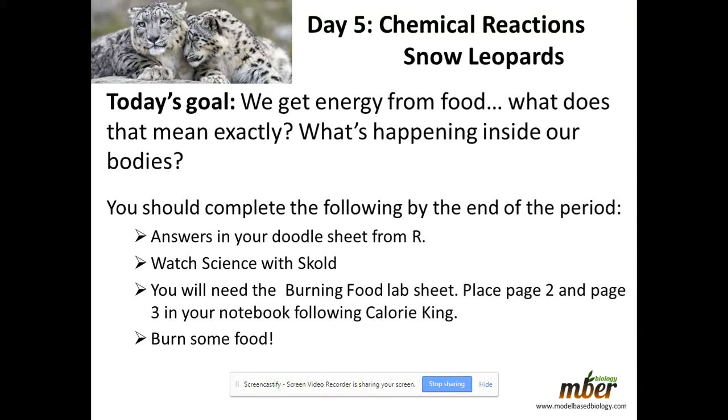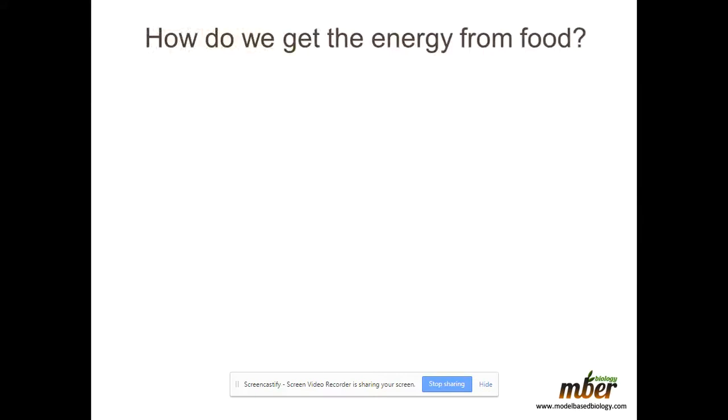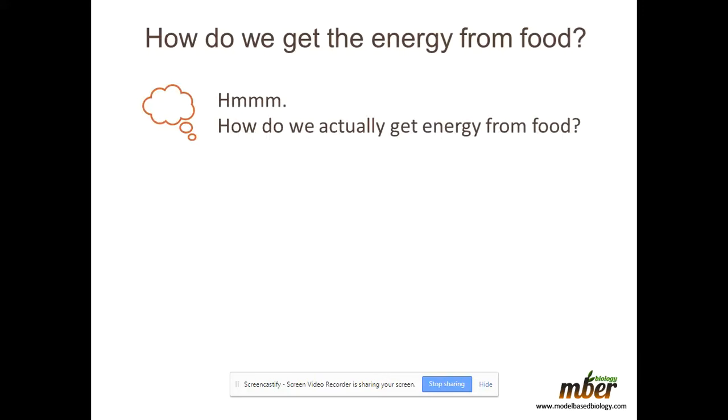You're going to be watching a video, Science with Skold, and you're going to need the Burning Food Lab Sheet. Place page 2 and page 3 in your notebook following the Calorie King. And then you're going to be burning some food. All right, how do we get the energy from food? So that's our main question here.